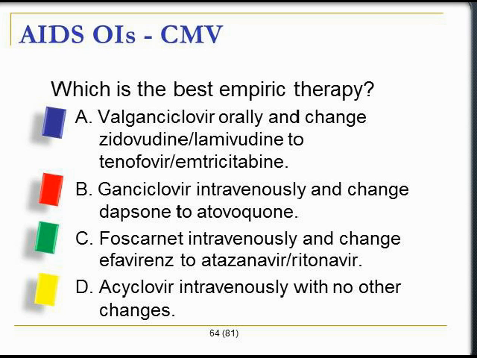So the best agent is going to be valganciclovir. And you would need to change the zidovudine because zidovudine causes bone marrow suppression, as can ganciclovir or valganciclovir. So it would be best to change that to a different agent that's not going to cause bone marrow suppression. Acyclovir has no activity against CMV, so it's not an effective agent. So the correct answer is A.